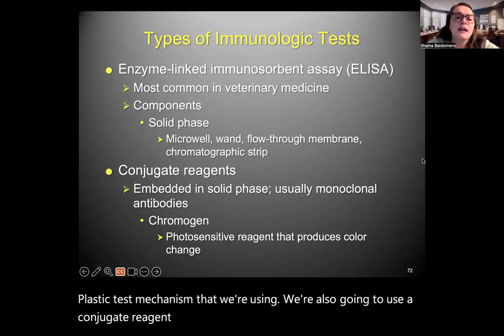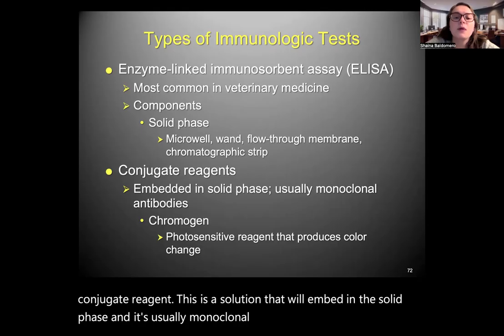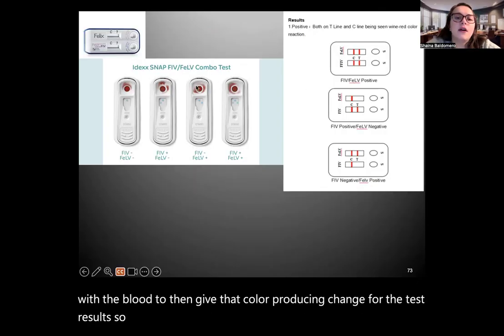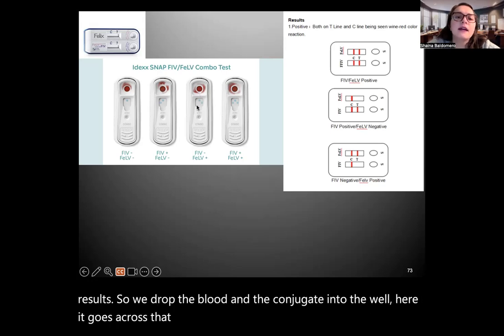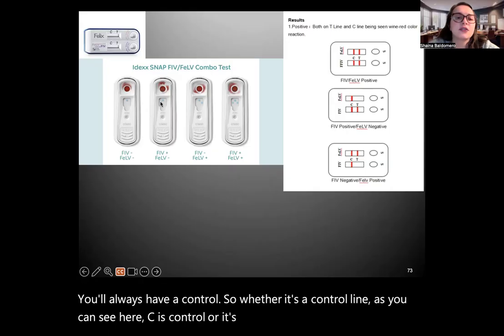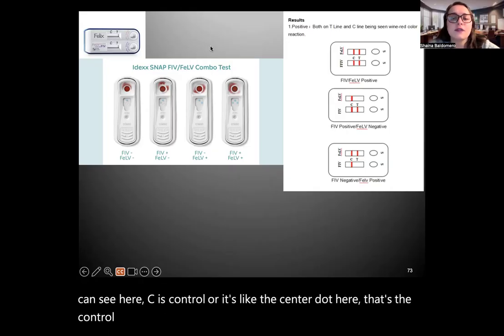This is a solution that will embed in the solid phase, and it's usually monoclonal antibodies. So this is what reacts with the blood to then give that color-producing change for the test results. So we drop the blood and the conjugate into the well here. It goes across that test membrane, and then you'll always have a control. Whether it's a control line, as you can see here, C is control, or it's the center dot here, that's the control for the SNAP test. So you're always going to have the control.